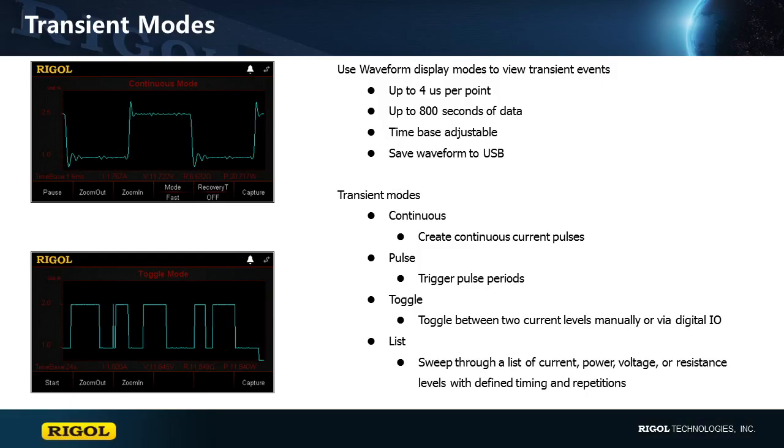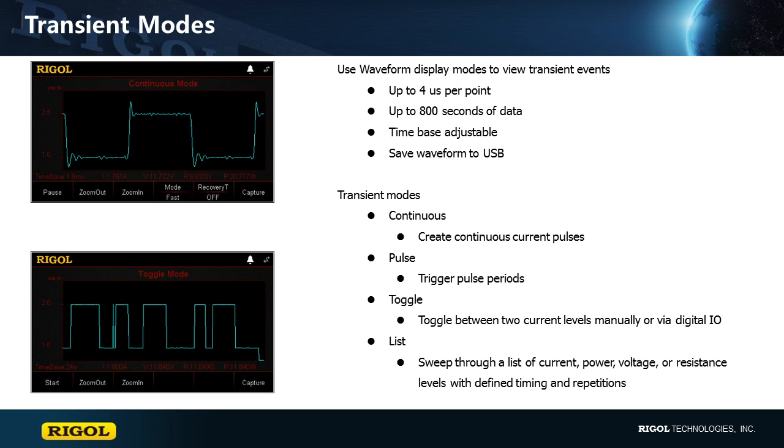Now let's look at the transient modes available in the DL3000 electronic load. There are three different modes for pulsing the current load on your device: continuous, pulse, which allows a single trigger per pulse period, and toggle, which is a trigger per state change.